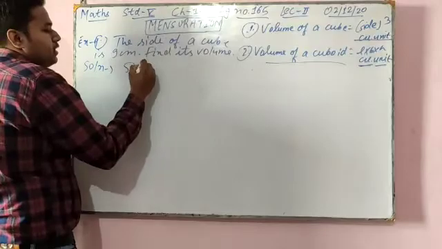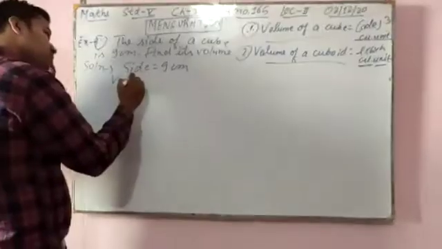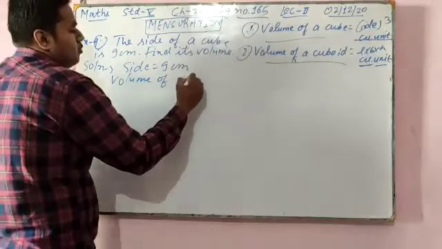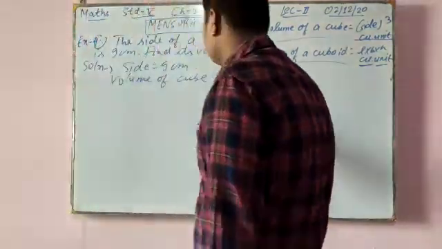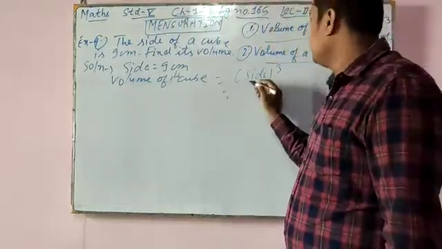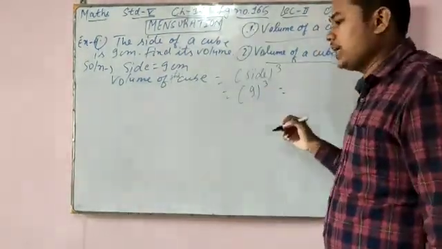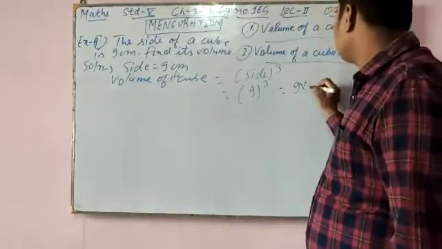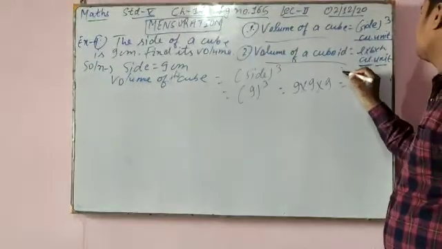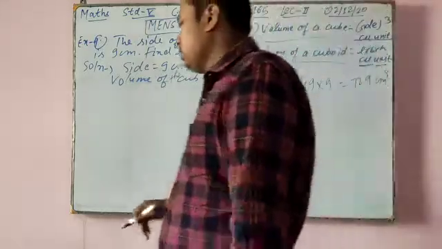So side is given 9 centimeter. For volume of cube, what is the formula? Volume of cube is side cube, means in this side you will keep 9 and this cube will be outside. Now multiply this 9 three times. This 9 cube means 9 into 9 into 9. So 9 into 9 is 81 and 81 into 9 is 729 centimeter cube, which will be the answer.